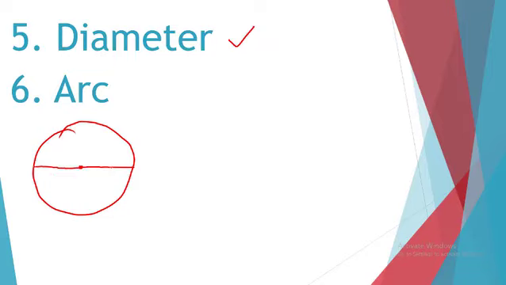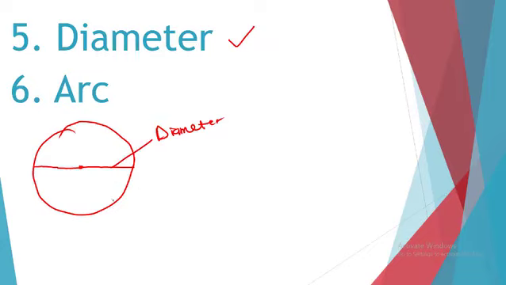This is the line we call what? Diameter. Remember I said it's a chord. It is a chord, but the only difference between the diameter and the chord is that the diameter divides a circle into two equal parts, but the chord does not necessarily divide a circle into two equal parts. It can divide it at any point. So we'll call this point A and this point B.